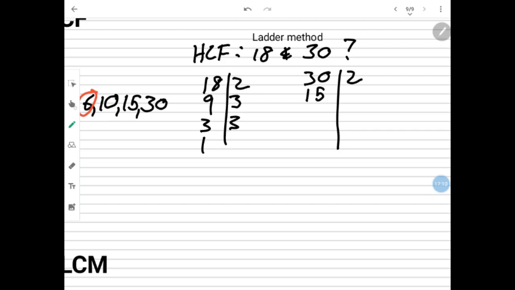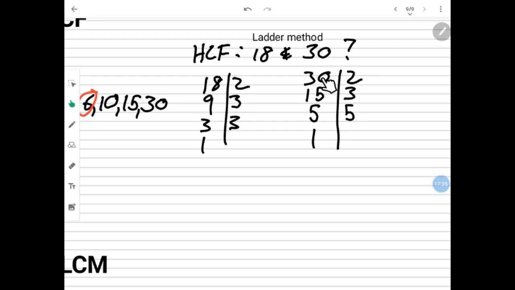Can 2 go into 15? No, it can't. Can 3 go into 15? Yes. So 15 divided by 3 is 5. Can 3 go into 5? No, it can't. So we go to the next prime number, which is 5. 5 divided by 5 is 1. So here we have, with these prime numbers, 2 times 3 is 6, times 5 is 30.